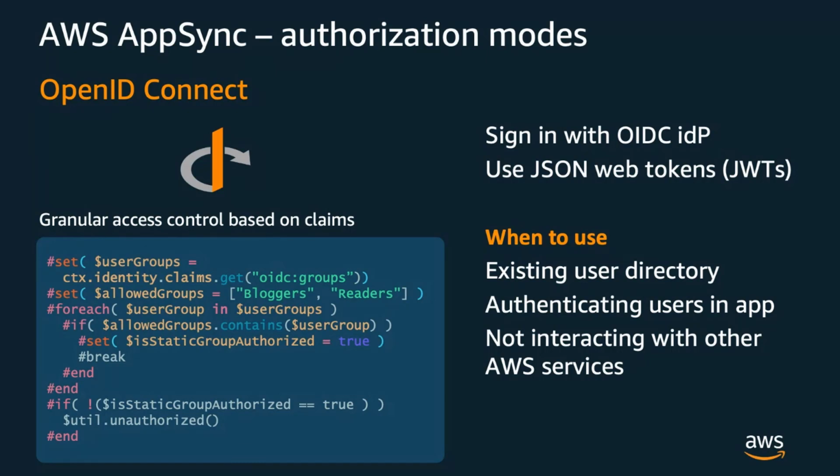When to use OpenID Connect? Usually when you have an already existing user directory that leverages an OpenID Connect identity provider. Again, you are authenticating users in-app, but with the same JWT token, you don't want to interact with other AWS services.